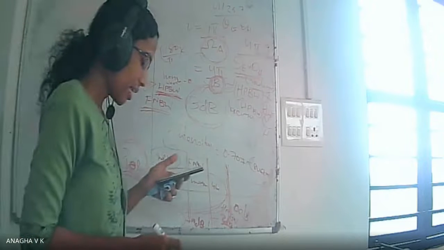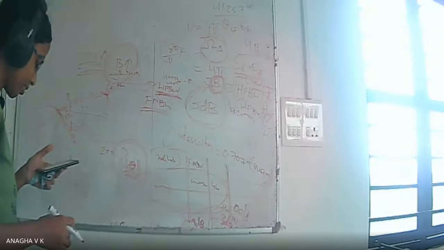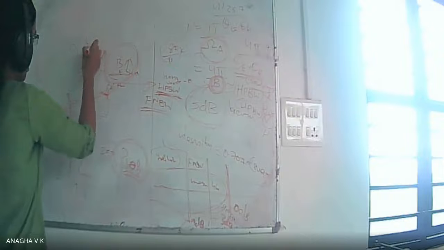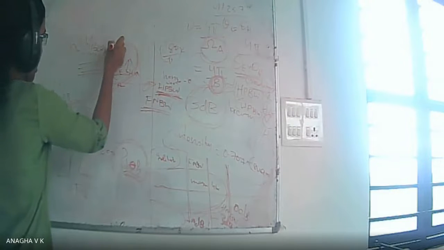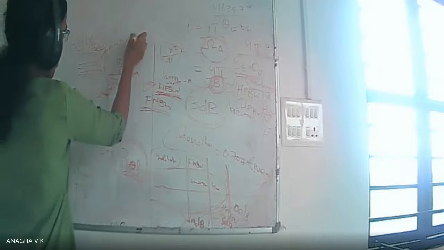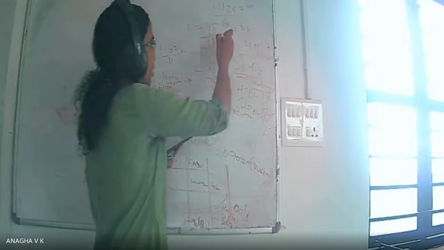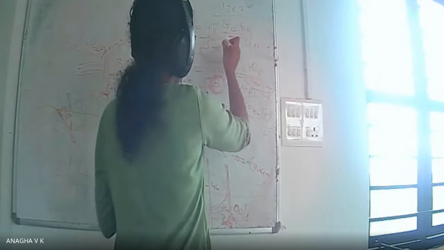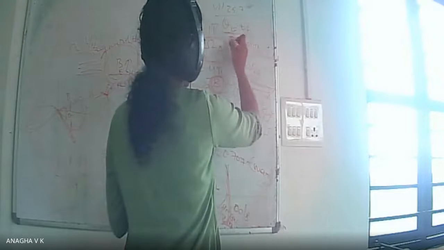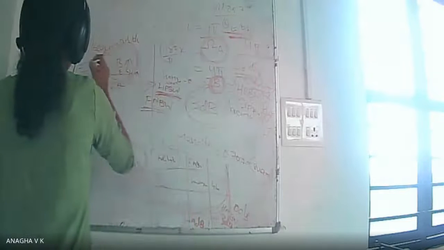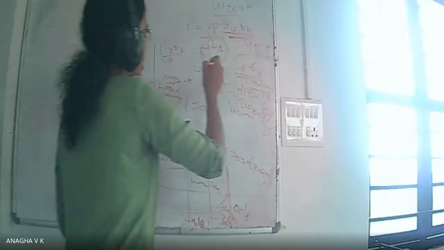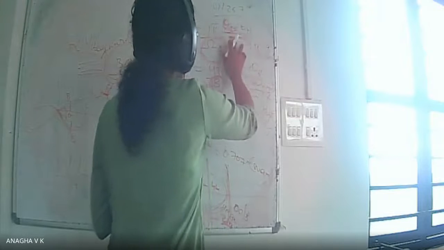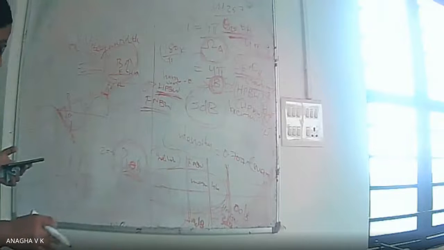Next, directivity is proportional to what? Directivity is proportional to 1 by beam width. From this equation you get the beam solid angle, and this is the half power beam width. So directivity is inversely proportional to beam width. The beam width is in the denominator, so it is inversely proportional.